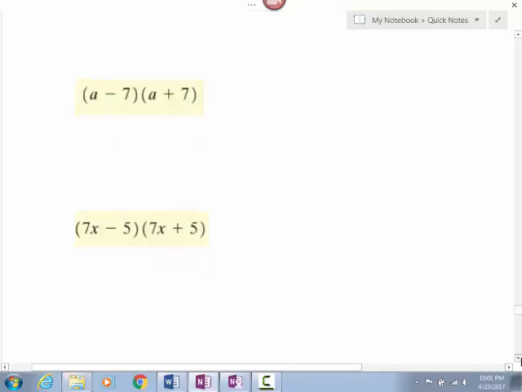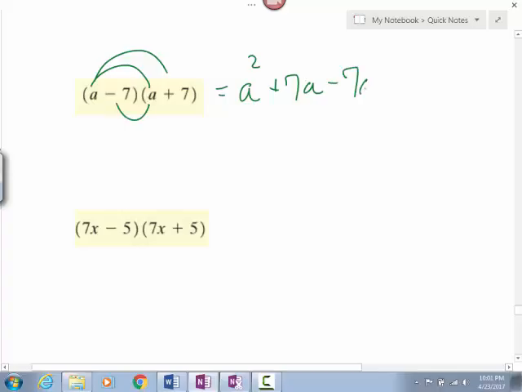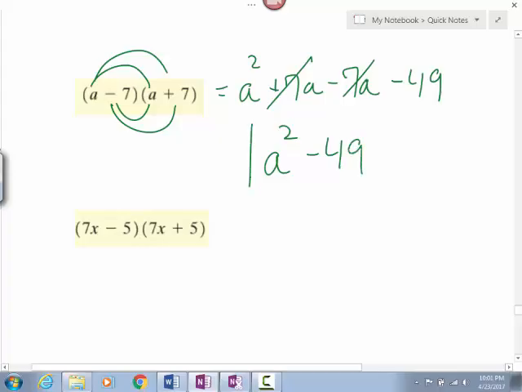I just have a few more problems to do here, and we'll go through these again. So again, I'm just going to distribute a times a. This problem looks much easier. A squared. A times 7 is a plus 7a. Negative 7 times a is a negative 7a. And a negative 7 times a positive 7 is a negative 49. If you notice, our two middle terms will cancel out. And so our answer is just a squared minus 49.